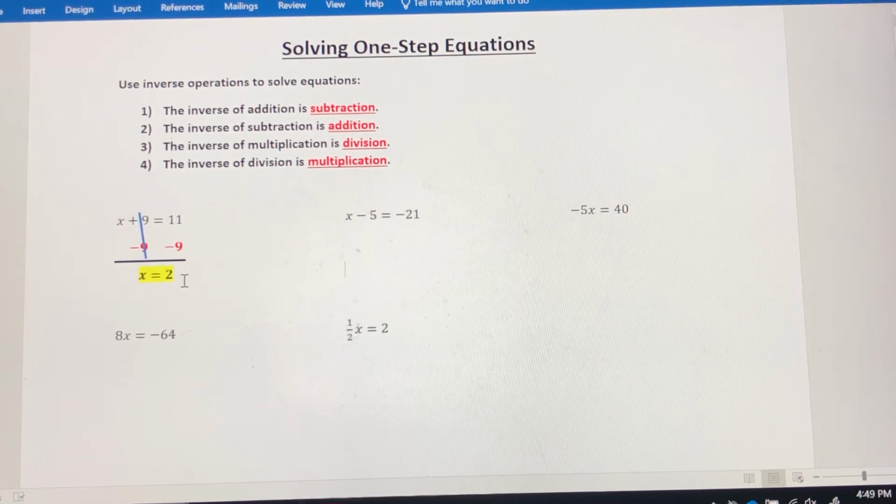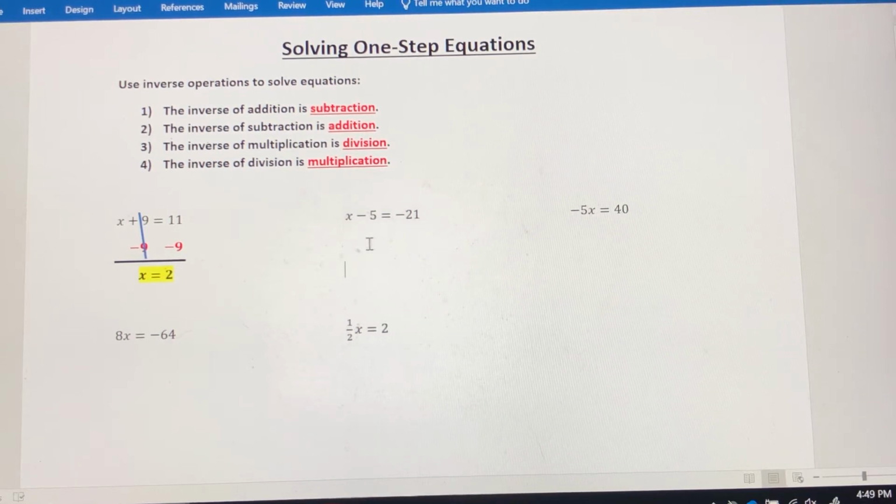Now, again, mentally, you may have been able to solve that earlier without going through these steps. But again, I promise you're going to want to be able to do these steps when the equations get more difficult, okay? You always want to check your work. Let's plug 2 back in for x. 2 plus 9 equals 11. That's true. So this answer is good to go.